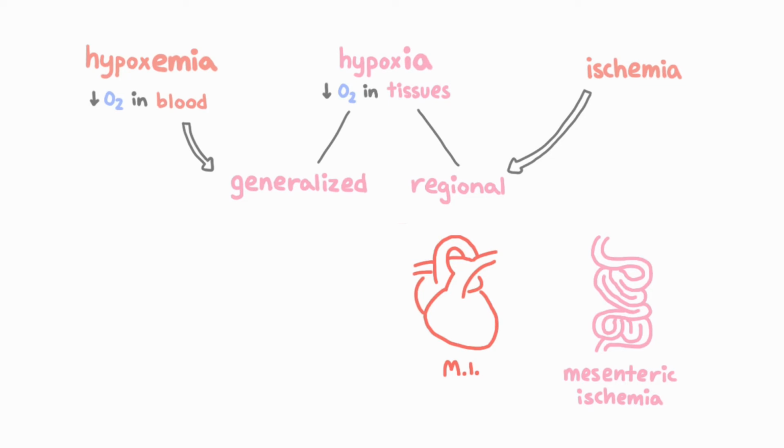Now, a third situation, which is even more rare, is when the tissues are unable to utilize oxygen despite normal levels of oxygen in the blood and tissues. An example of that is cyanide poisoning, which prevents cells from using oxygen by inhibiting the electron transport chain. And it's considered a kind of hypoxia, even though the partial pressure of oxygen in the tissues can be normal, because the end result is similar to hypoxia.